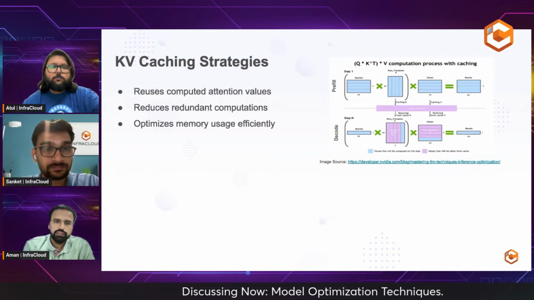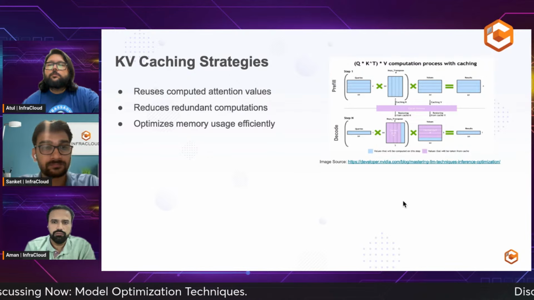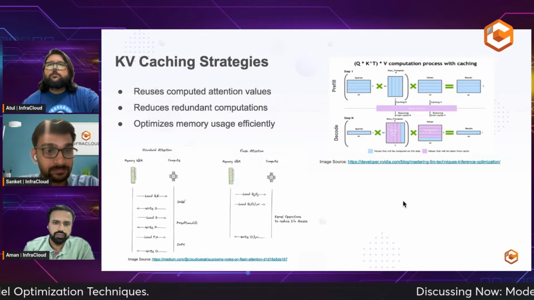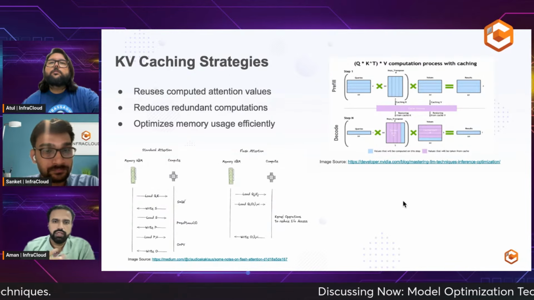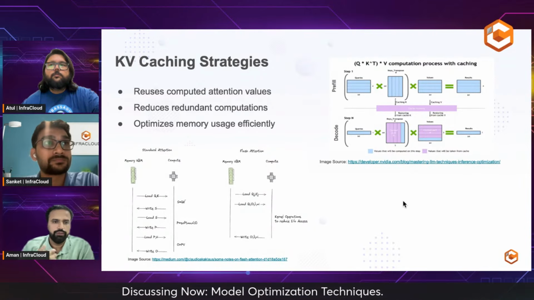In the KV caching strategies, there are multiple options you can use, and it is also baked into the different servers and engines that we are using. So it comes down to your attention mechanism tuning. One way to call it is, you must have heard about vLLM. It uses paged attention.